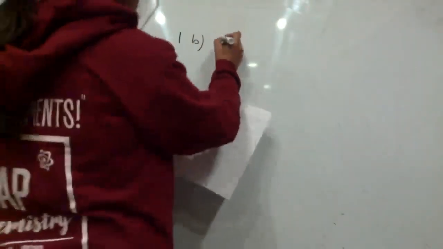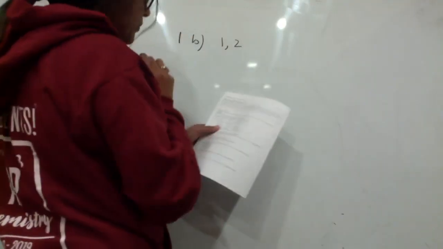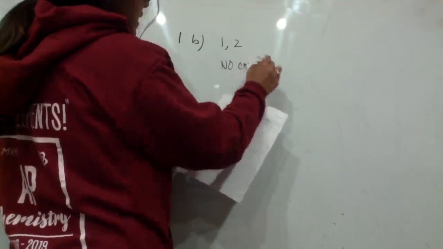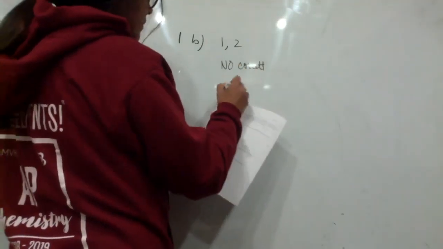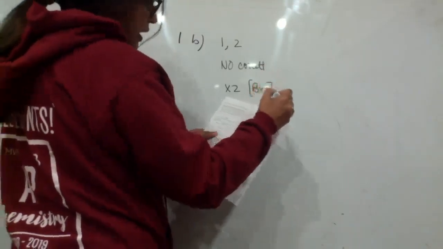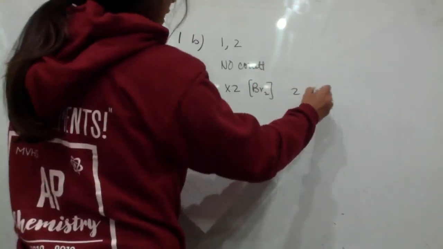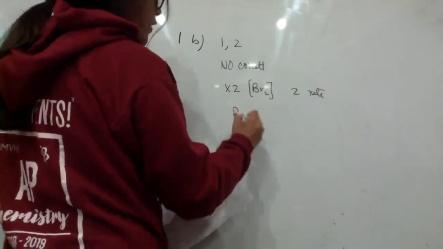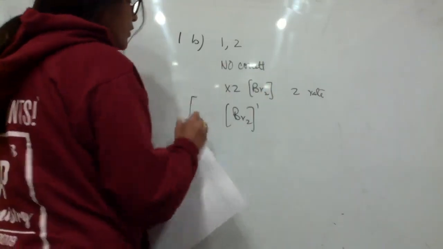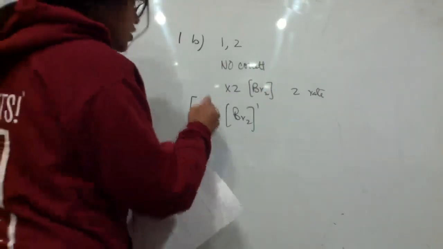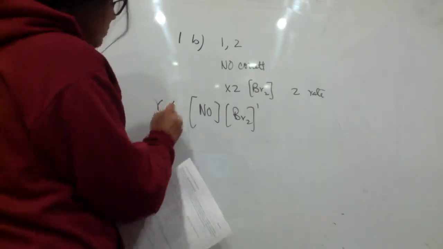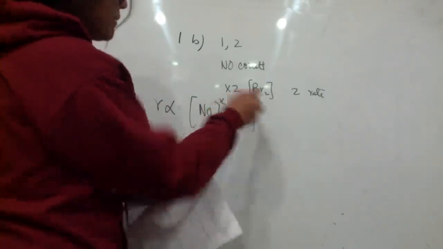So if you look at data set 1 and 2, what you see is NO is constant, and by doubling Br2, you are about doubling the rate, right? So we know it is first order with regards to Br2. Now we don't know what its order is with regards to NO. So let's put it: rate is proportional to NO to the X and Br2 to the 1.